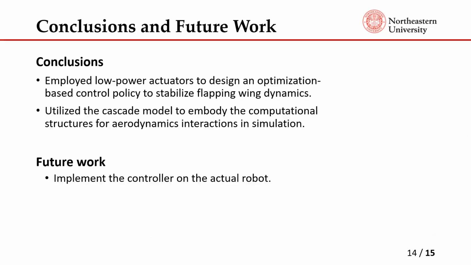In conclusion, we have employed a low power actuator to design an optimization based controller policy to stabilize the flapping wing dynamics, and we utilize a cascade model for dynamic and aerodynamic model in the simulation to embody the computational structure and aerodynamic interactions on the robot. For future work, we can try to implement this controller on the actual robot, and that would involve developing the robot where we implement low power actuators to adjust these linkages. That's it.